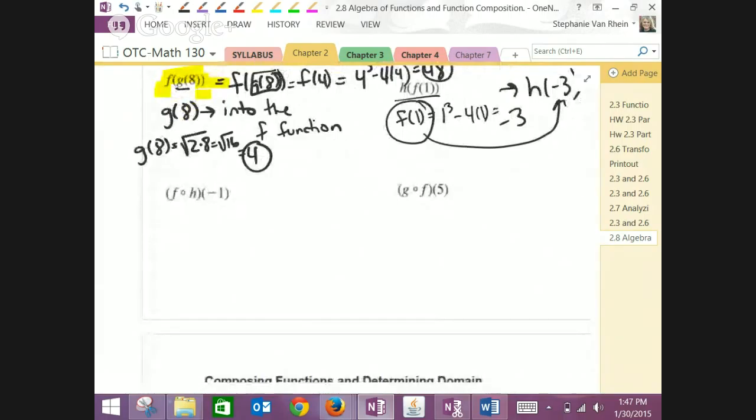What about the composition of f and h at minus 1? This is just written a little differently. What this means is f of h of minus 1.